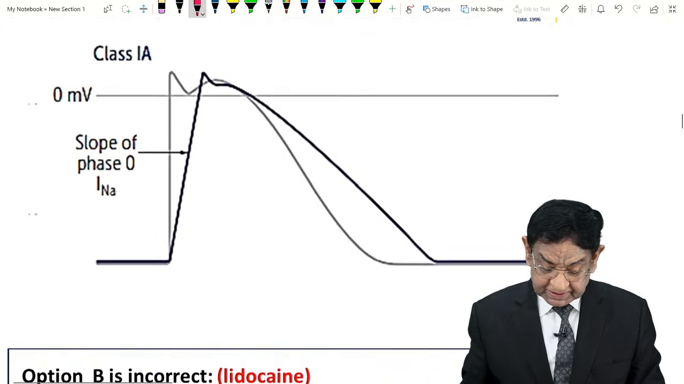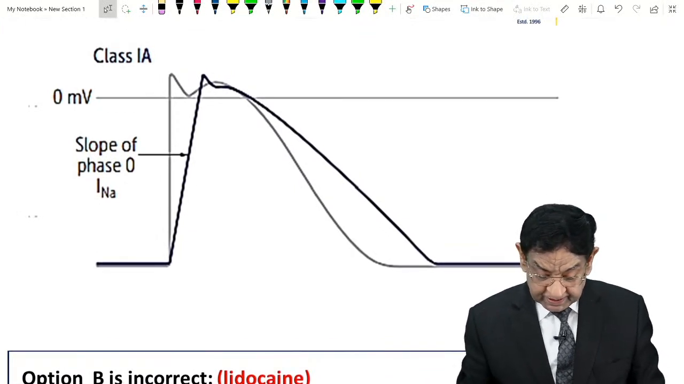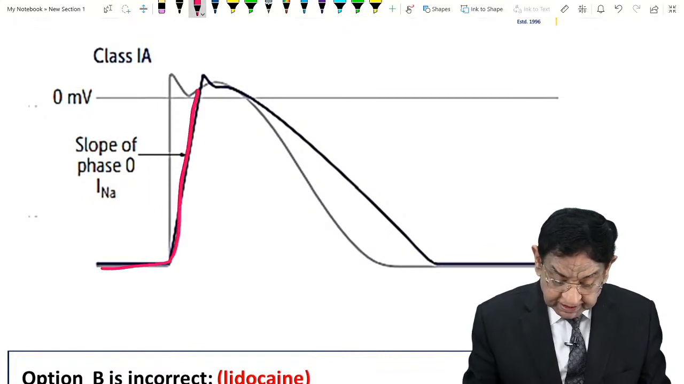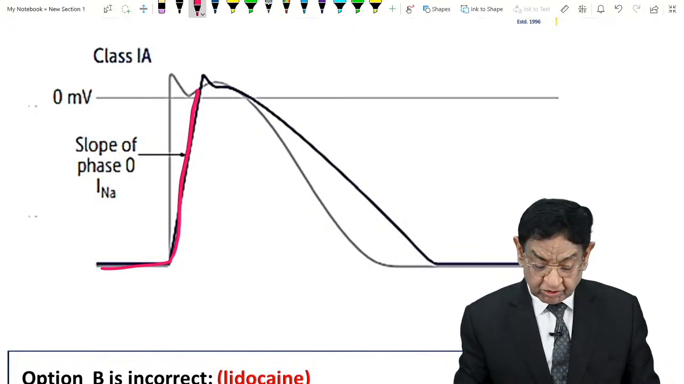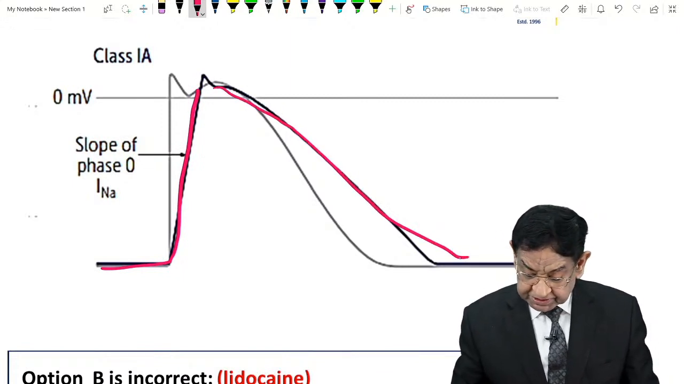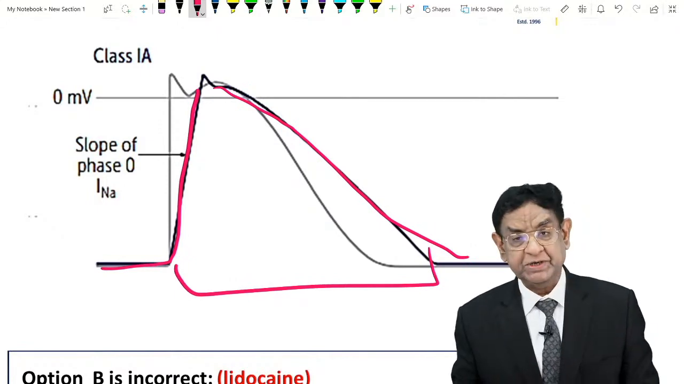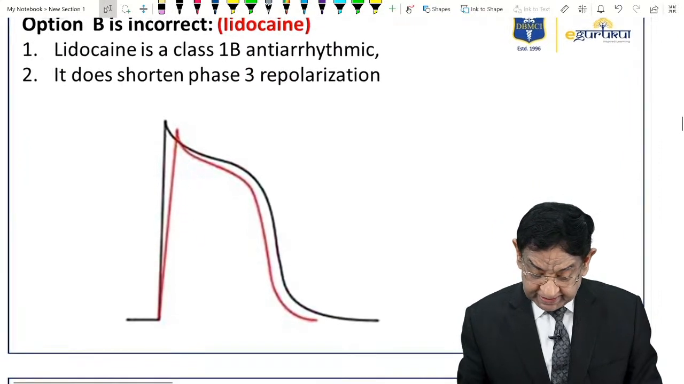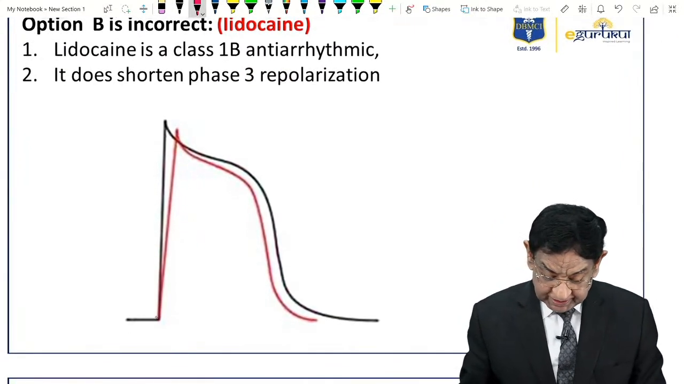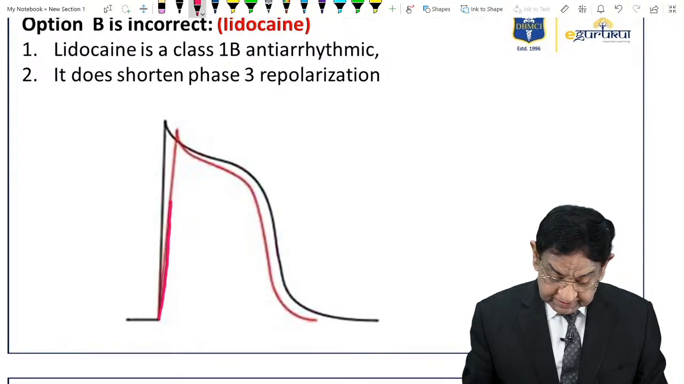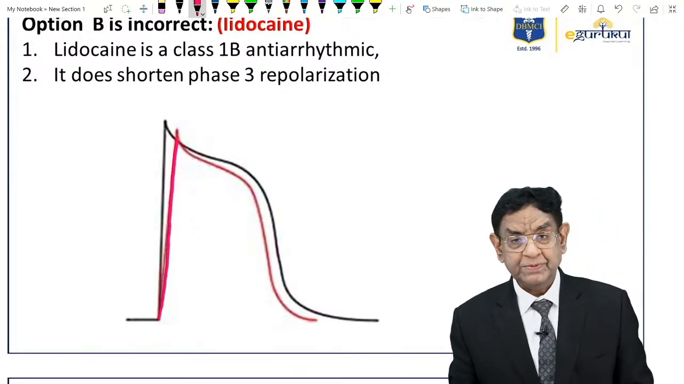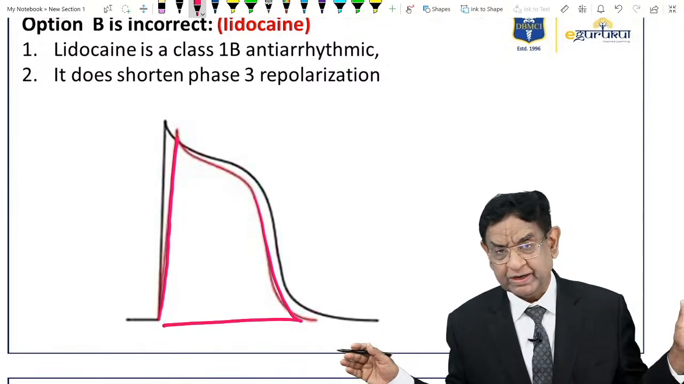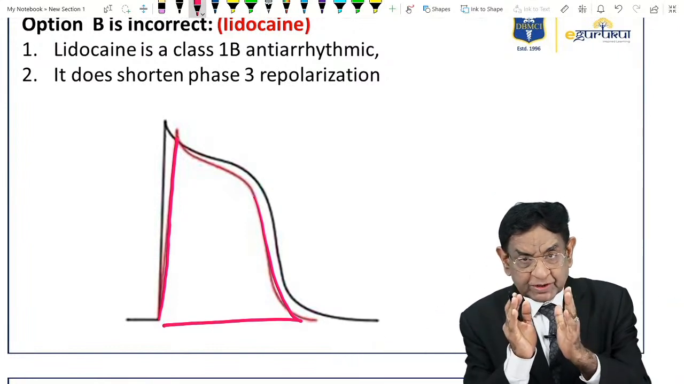So friends, class 1A drugs are reducing the slope of sodium entry, and they are causing increased duration of action potential. Very simple. This is regarding lidocaine. Look into lidocaine. Of course, it is causing a reduced slope and it is reducing the action potential. Yes, agree. So we agree it's class 1B because duration of action potential is reduced.